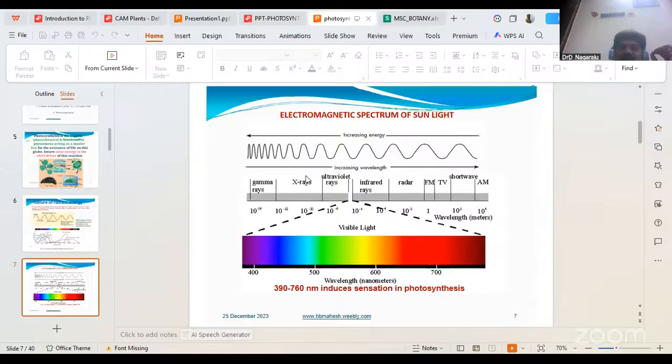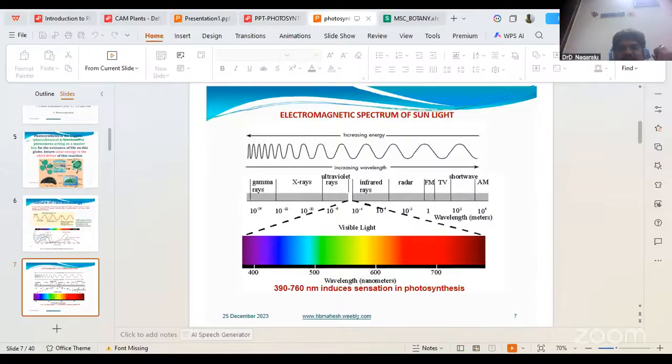Of the whole light spectrum of the sunlight, the plant observes only this much, only 2 percent of the light. Only 2 percent of the light is absorbed by the plant. This light spectrum is also very important: 390 to 760.